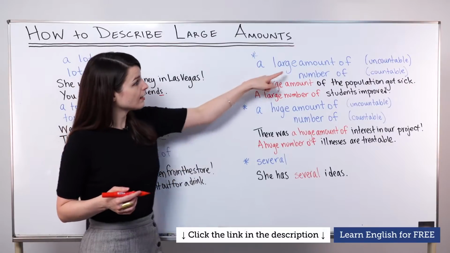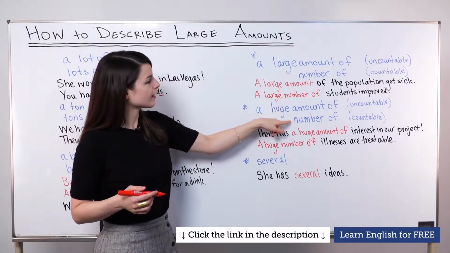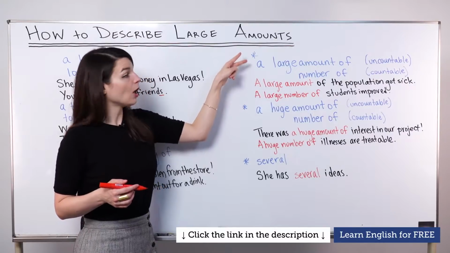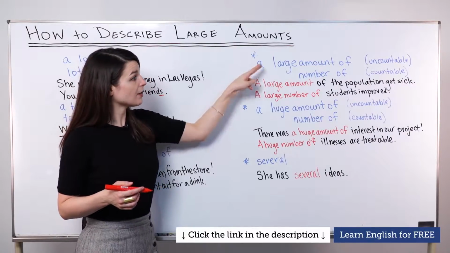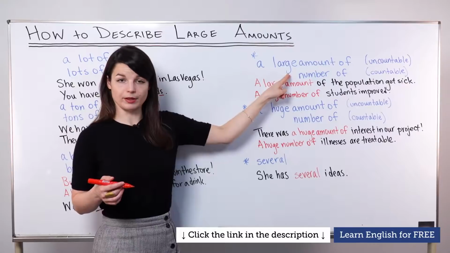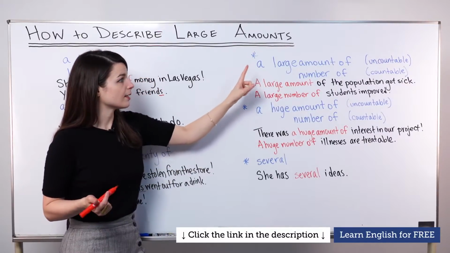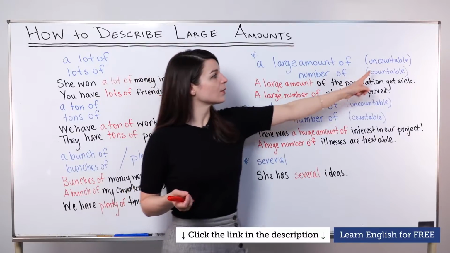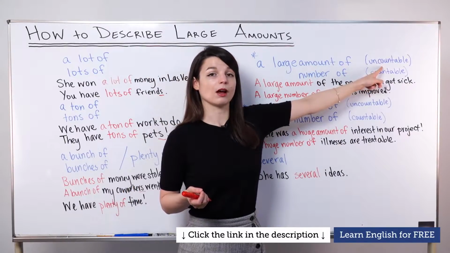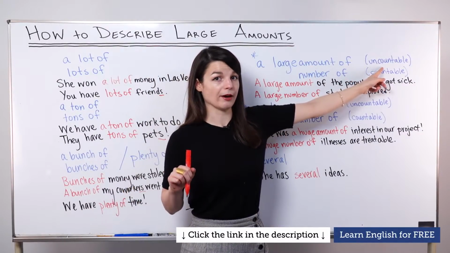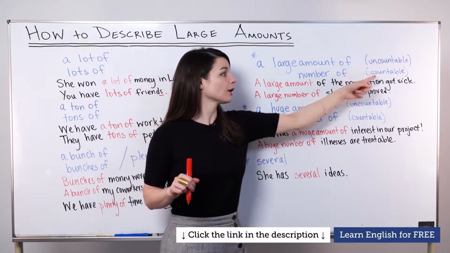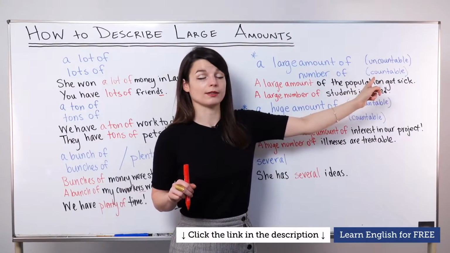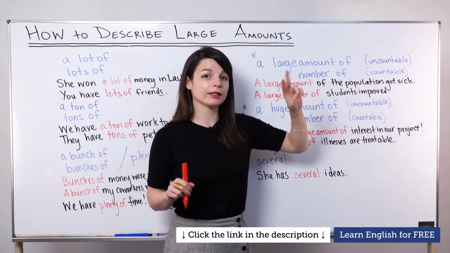The difference is in these words here, actually. First, I have this pair, a large amount of and a large number of something. So when should we use these? This word, amount, we use when we're talking about uncountable nouns, a large amount of uncountable noun. We use number for countable nouns, a large number of countable nouns. So this is the difference between these two.